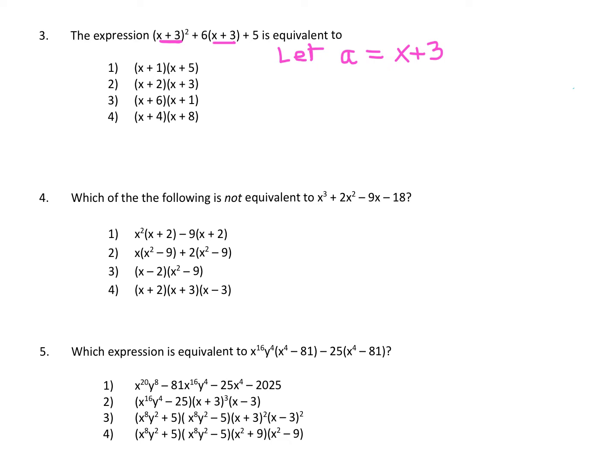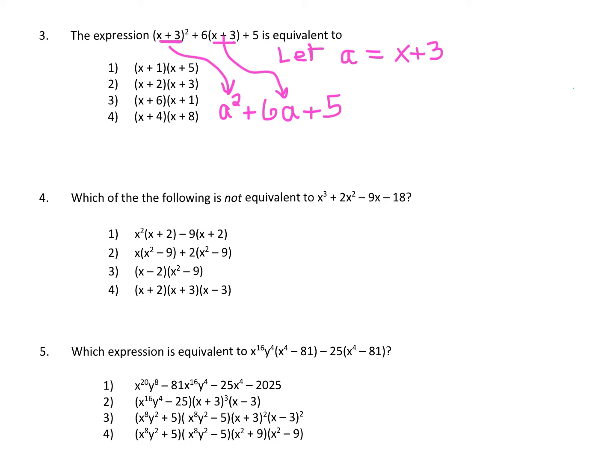Wherever we see an x plus 3, see how this says x plus 3? We're going to rewrite it as A. So we're going to write A squared, and then plus 6 times, see how this right here again says x plus 3? We're going to replace that with an A, and then I'm going to bring down the plus 5. All I did was rewrite this expression, but wherever I saw an x plus 3, I replaced it with an A.